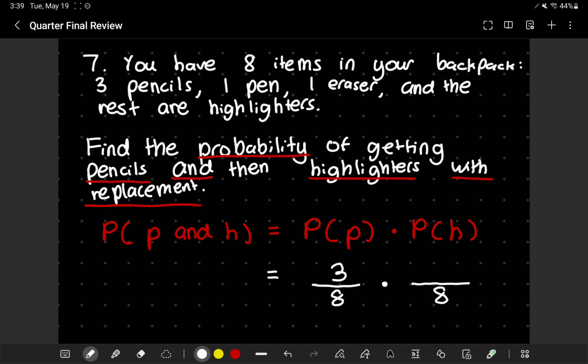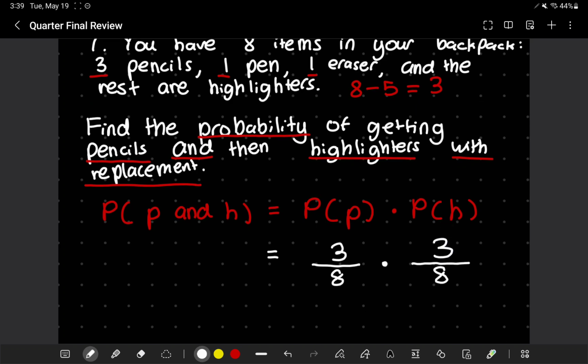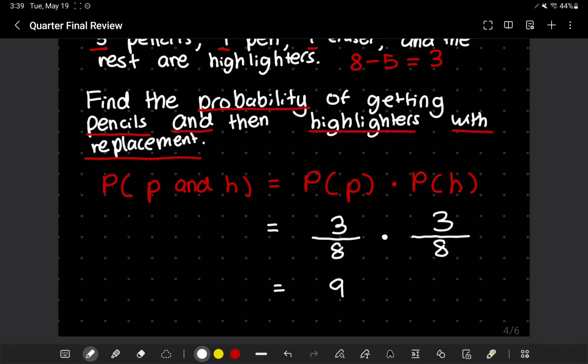This time I'm going to ask how many highlighters there are. I need to figure out how much is the rest. 3 are pencils, 1 is a pen, 1 is an eraser. That makes a total of 5 items. So I can do 8 minus 5, giving us 3 highlighters. So I can do 3 over 8, 3 highlighters out of the 8 in total. What can I do with this now? Multiply the top. 3 times 3 is 9.